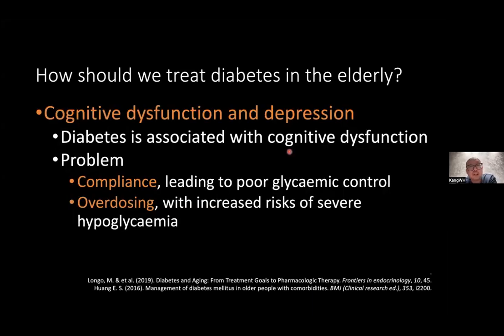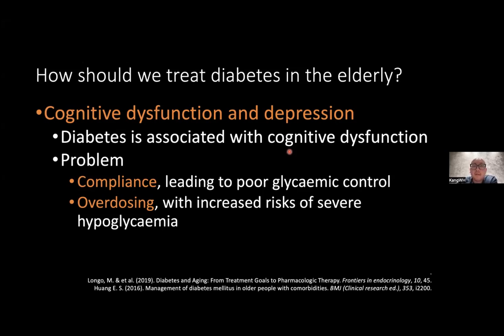So cognitive dysfunction and depression is quite prevalent in the elderly as well. And as we know, diabetes is actually associated with cognitive dysfunction. When you are diabetic, you have a high risk of getting a stroke, which may render you susceptible to getting a dementia, a vascular dementia.